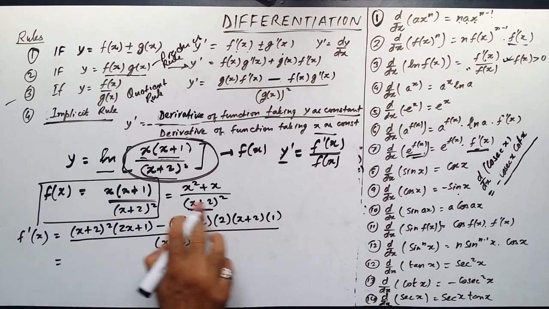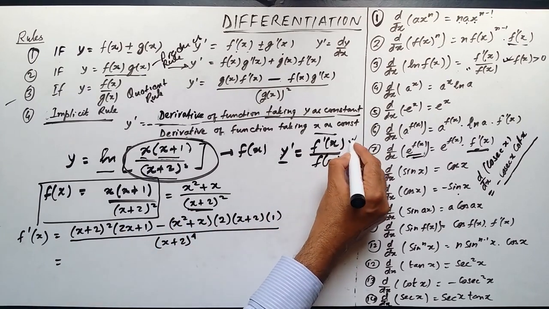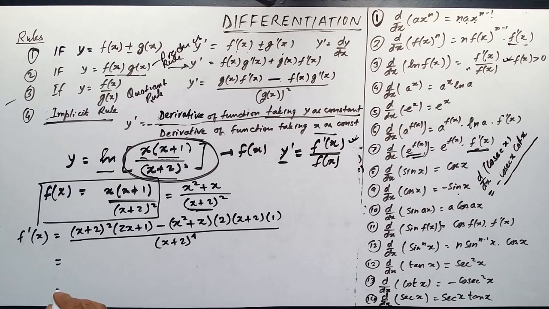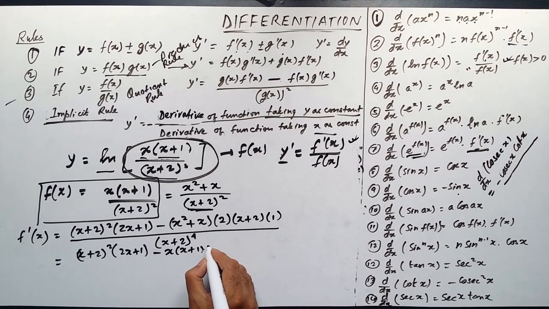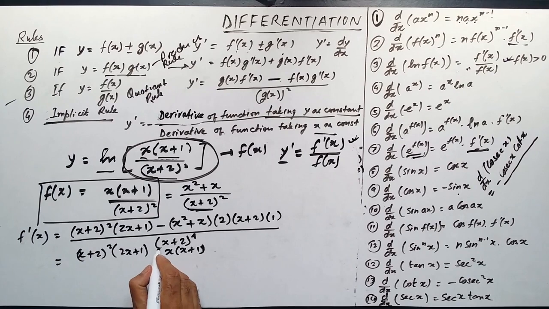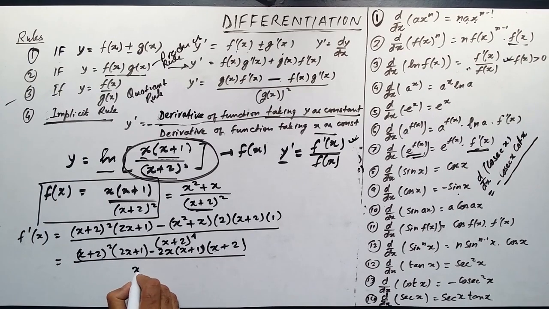derivative. Now it is just a question of expanding and rearranging terms to get the final value of f dash x. Okay, let's do that. So this becomes x plus 2 whole squared into 2x plus 1 minus x into x plus 1. I'm taking x out, common x from here, and also 2 from here, and then it is x plus 2, upon x plus 2 to the power 4.